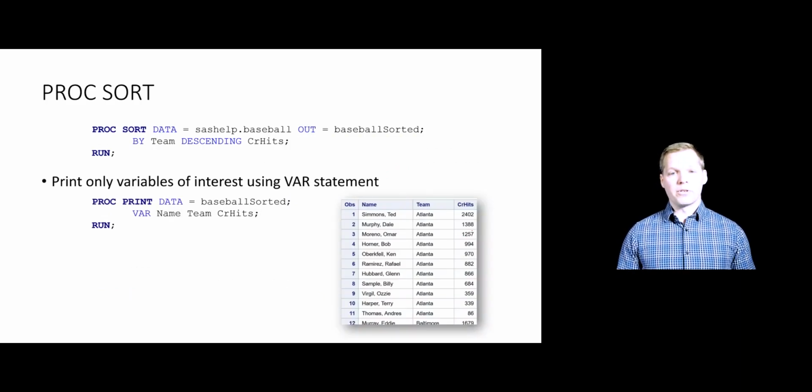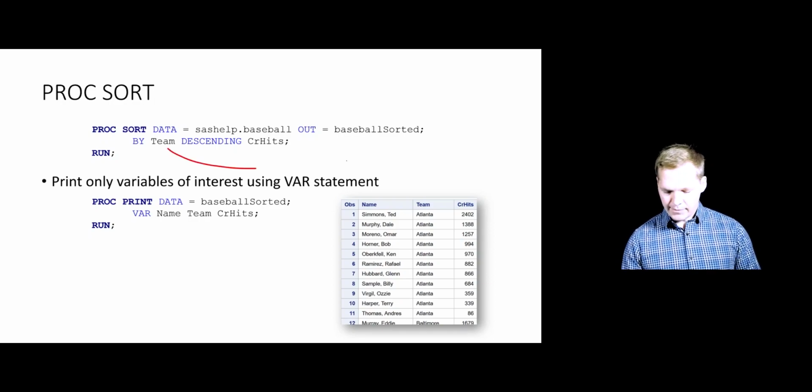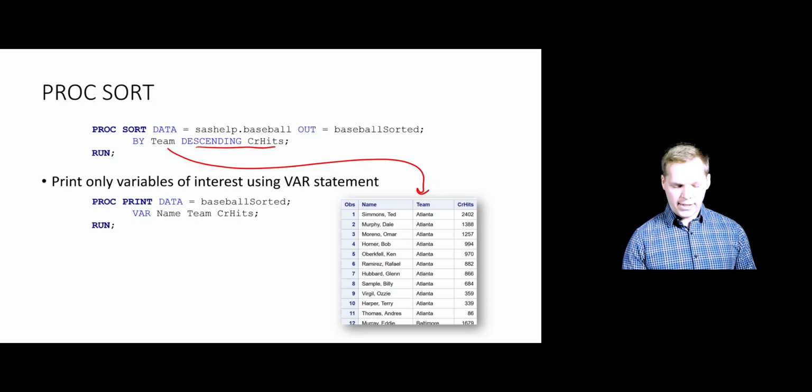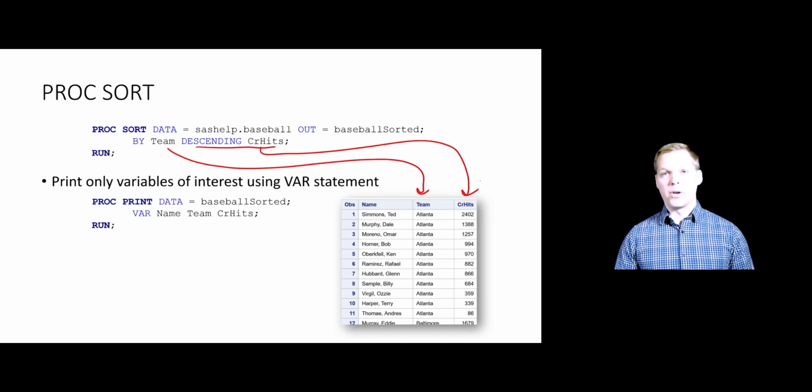Here's the output. We'll use proc print to look at the output, and here we're going to use the var statement on proc print to specify that we only want a couple variables to be printed out. But you can see here that we are sorted by team first, and then within each team, we are descending on career hits. So we start with the one with the most hits and then work our way down.